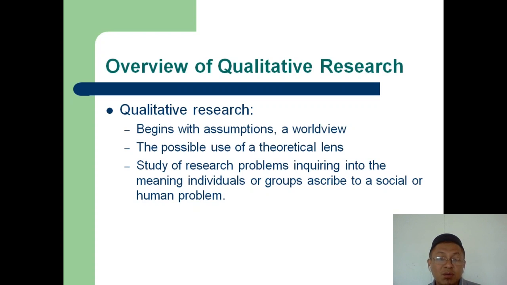So qualitative research is the study of research problems, inquiring into the meanings of individuals or groups. So it has got to do with people. There's no way you will assess objects, even though part of your data collection technique later will involve that. But in qualitative research, it's always about people, either individual or group, because you want to understand how these people derive meaning on a certain phenomenon that they are in.